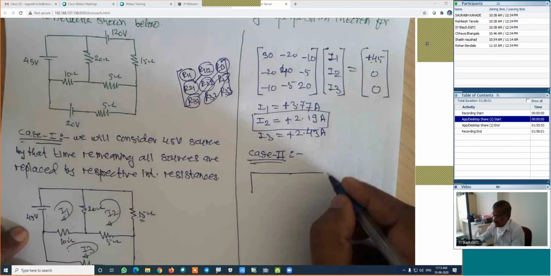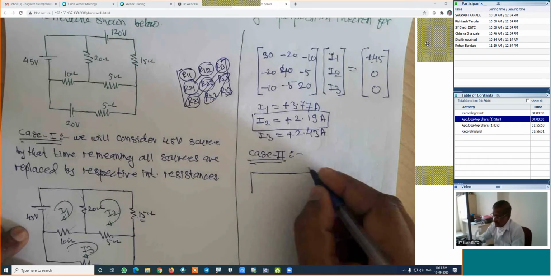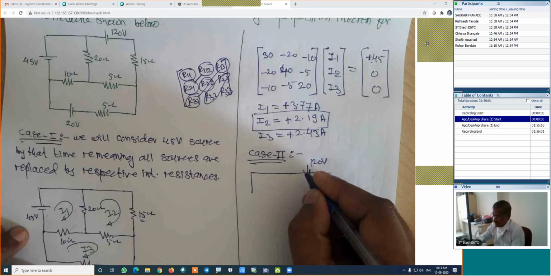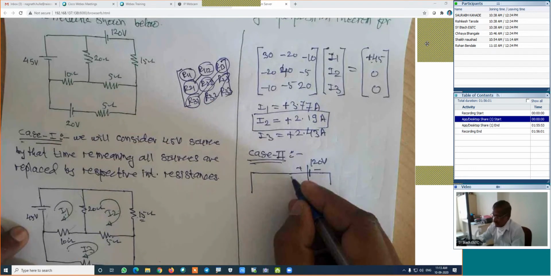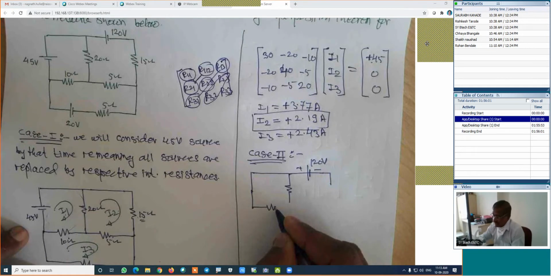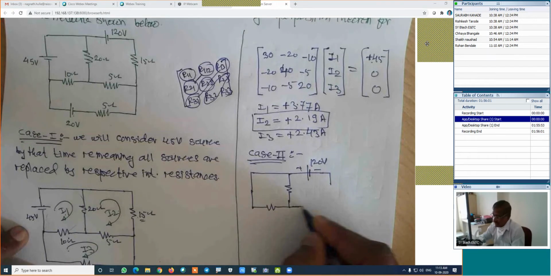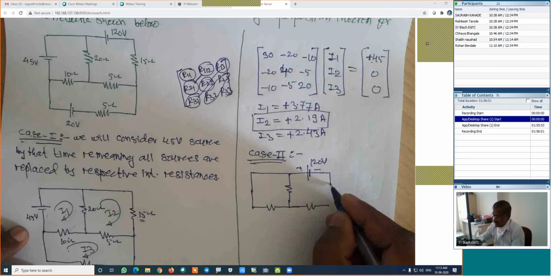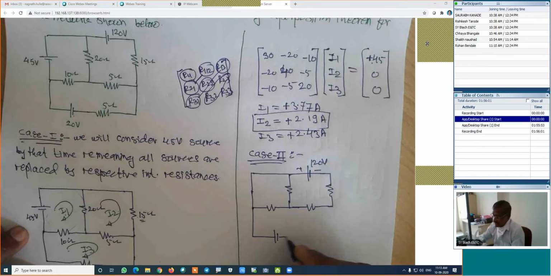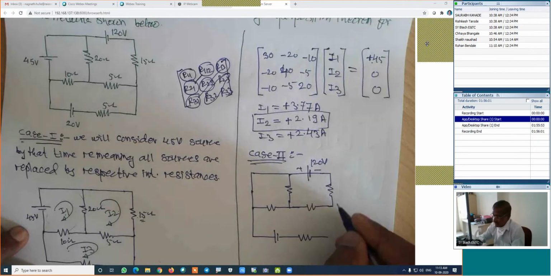This source I am considering is the 120 volt source. This is 120 volt, this is plus and minus. Here is 20 ohm, this is 10 ohms, this is 5 ohms, and this is 15 ohm. Is it right? It will be something like this.